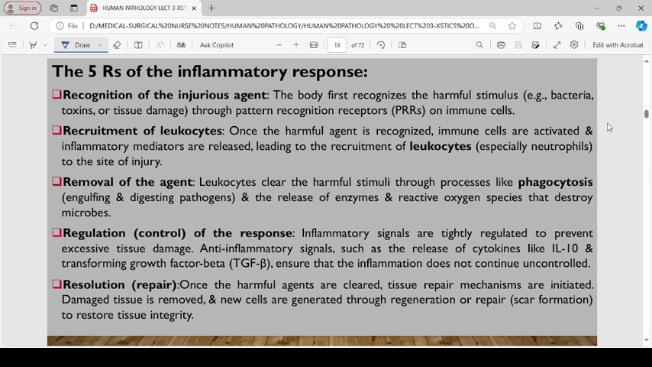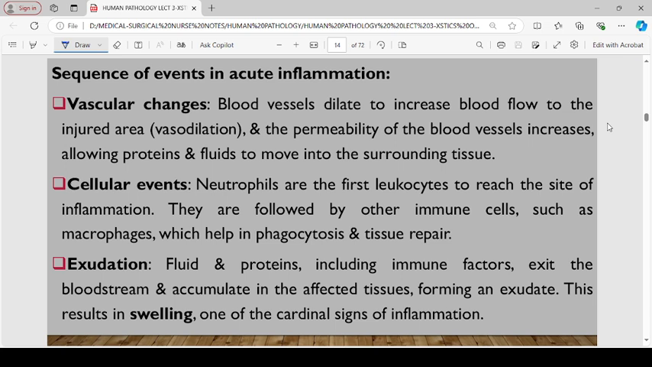So once we have the harmful agents being cleared, tissue repair mechanisms are initiated. So damaged tissues will be removed, and new cells are generated through regeneration or repair to restore the tissue integrity.